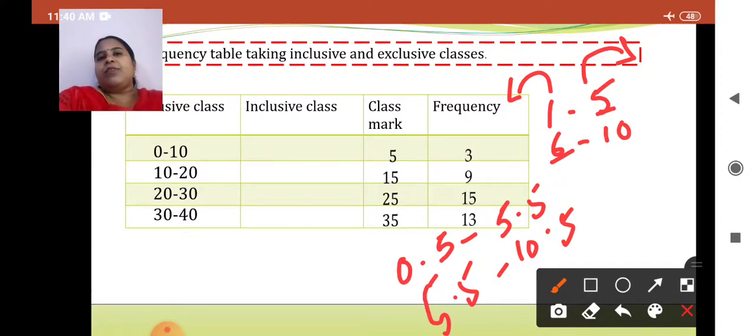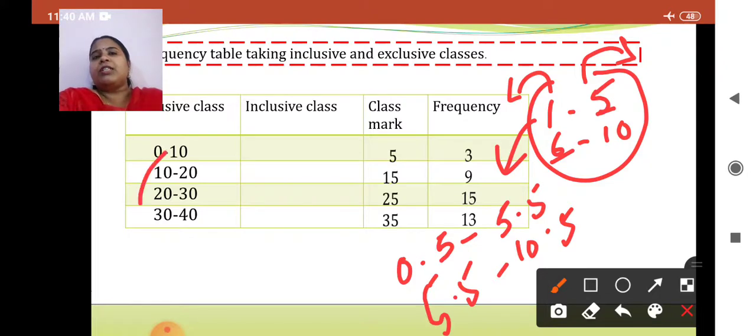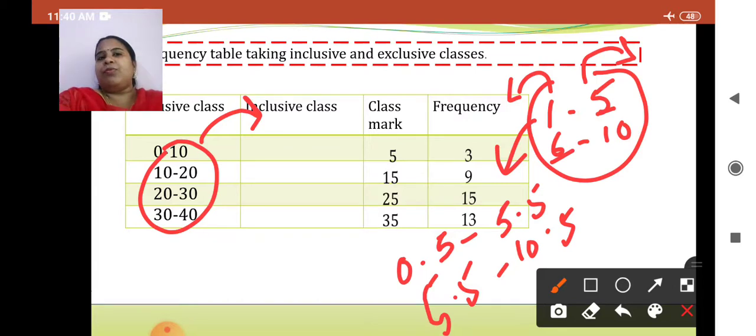Now, a very important thing to understand: this was non-continuous classes which were made continuous like this. What if continuous classes are given to you and you have to make them non-continuous? The reverse process will be followed. Here I was subtracting, so here I will add. Here I was adding 5 plus 0.5, so here I will subtract. When you have to make non-continuous classes from continuous classes, you have to follow the reverse process.